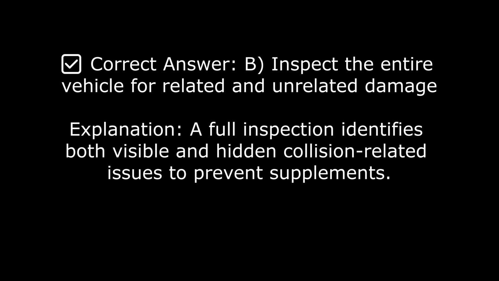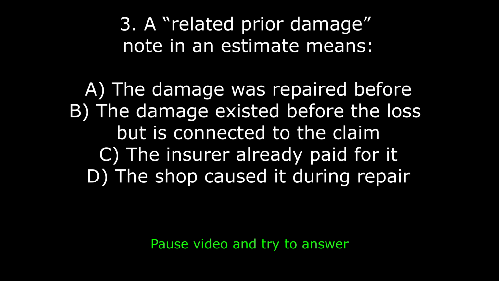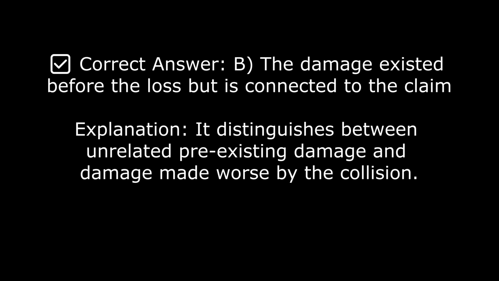3. A related prior damage note in an estimate means A. The damage was repaired before. B. The damage existed before the loss but is connected to the claim. C. The insurer already paid for it. D. The shop caused it during repair. Correct answer, B. The damage existed before the loss but is connected to the claim. Explanation. It distinguishes between unrelated pre-existing damage and damage made worse by the collision.